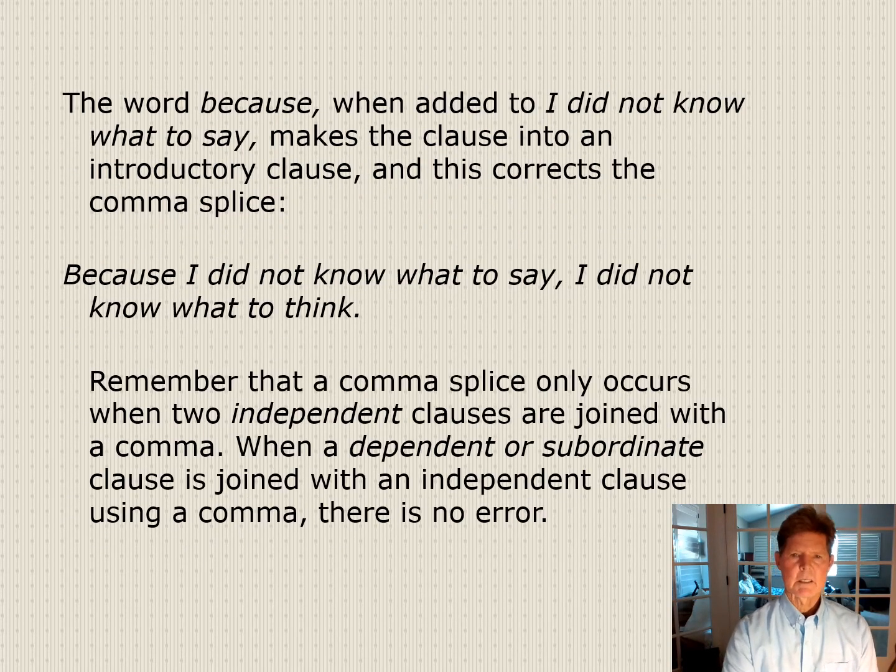The word because, when added to "I did not know what to say," makes the clause into an introductory clause, and this corrects the comma splice. Because I did not know what to say, comma, I did not know what to think. Remember that a comma splice only occurs when two independent clauses are joined with a comma. When a dependent clause or subordinate clause is joined with an independent clause using a comma, there is no error.